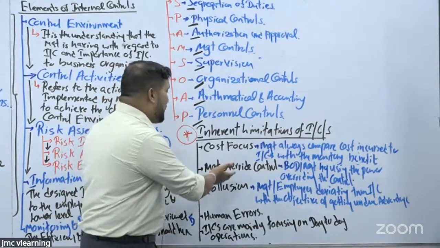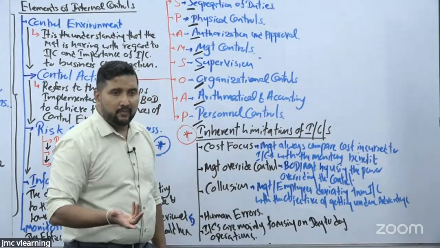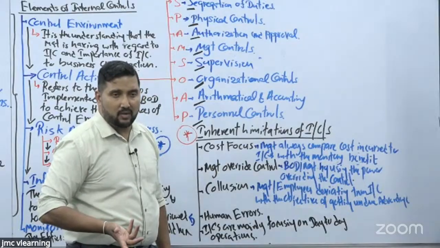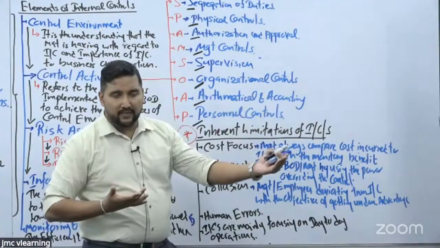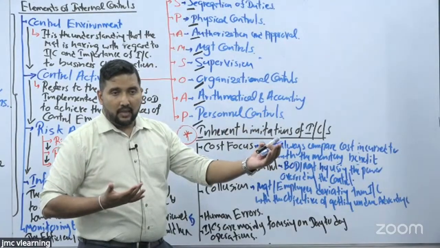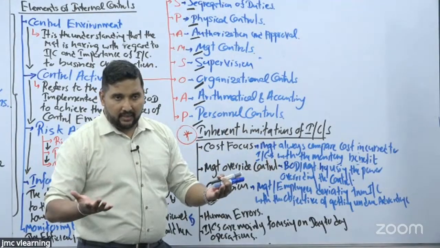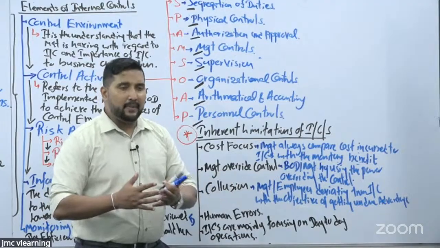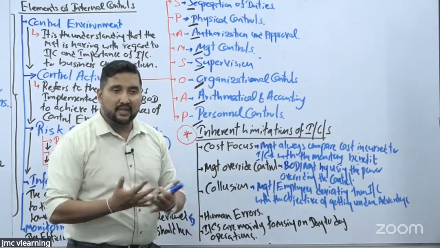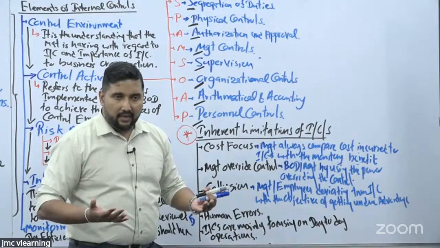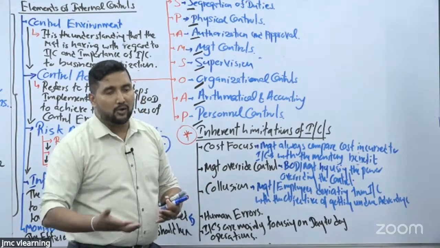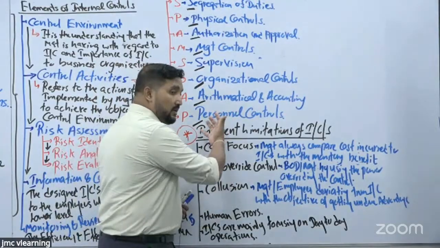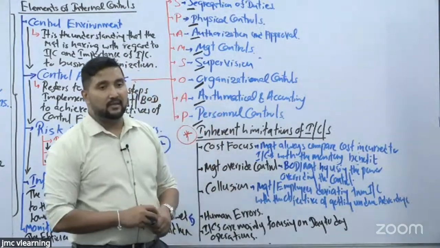So for example, management overriding the control. Every day management is overriding the control. Every time management is comparing cost versus benefit. Agreed? When the internal controls are going to be implemented, people can make mistakes. Human errors can be there. Agreed? So you can't control those limitations while putting a control. So that is why those are referred to as inherent limitations of internal controls. Are we clear?